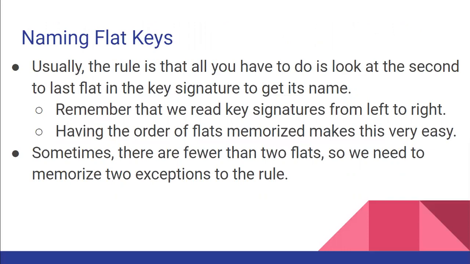A couple of things to remember when you're using the second to last flat rule. Remember that when reading our key signatures, we read them from left to right, so that it's B, E, A, D, G, C, F. Having that order makes reading key signatures and naming key signatures very easy. Sometimes there are fewer than 2 flats, so that rule doesn't work, and we're going to come up with some exceptions. We'll talk about that later, though.